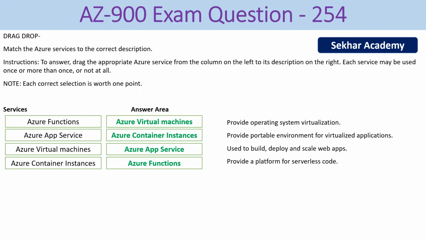Then the next one is Azure App Service. Azure App Service is used to build, deploy and scale web apps, and is a platform as a service offering that lets you create web and mobile apps for any platform or device and connect to data anywhere in the cloud or on premises as well. The Azure App Service includes the web and mobile app capabilities that were previously delivered separately as Azure Websites and Azure Mobile Services.